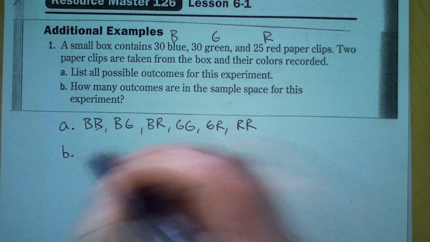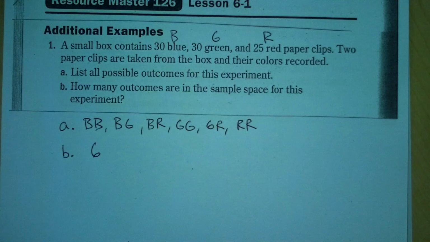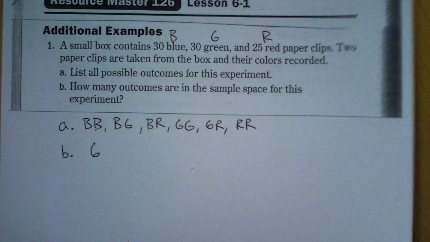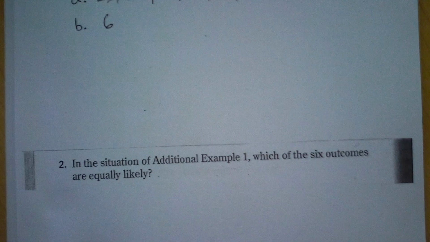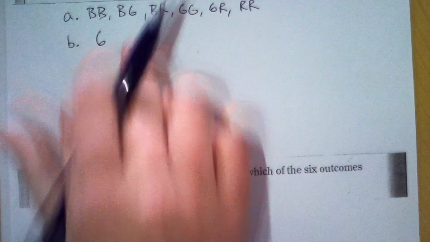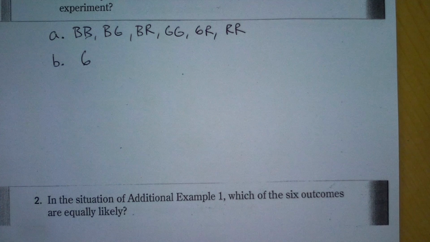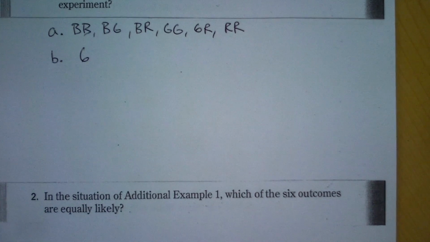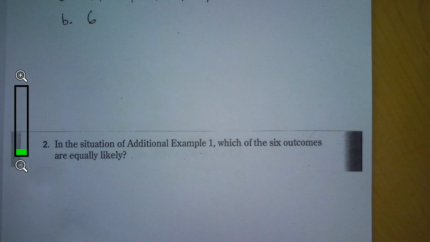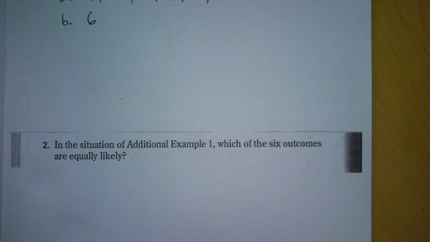On your first pick, your total number of options, you're going to have 30 blues, 30 greens, and 25 reds, right? So 30, 30, and 25 would be 85. So 85 total paper clips. Now, if I pull one out of that bag, do I still have 85 in that bag to choose from for the second one? I do not, right? I only have 84 that time.